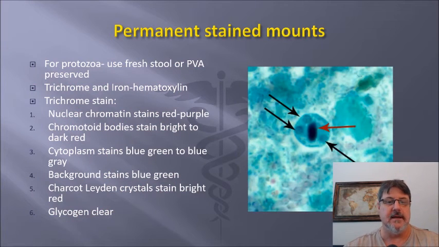Permanent stain mounts. This is mostly for protozoa, and you use fresh stool or PVA. Trichrome stain and iron hematoxylin are 2 of the most common ones. On the right-hand side, you can see a trichrome stain. The nuclear chromatin stains red-purple. Chromatoid bodies, if they're present, will be kind of dark red. The cytoplasm stains kind of greenish. If there are charcoal-laden crystals in the stool, they'll be a very bright red. And if there's a glycogen vacuole in the parasite, it will remain clear. It won't pick up the stain.